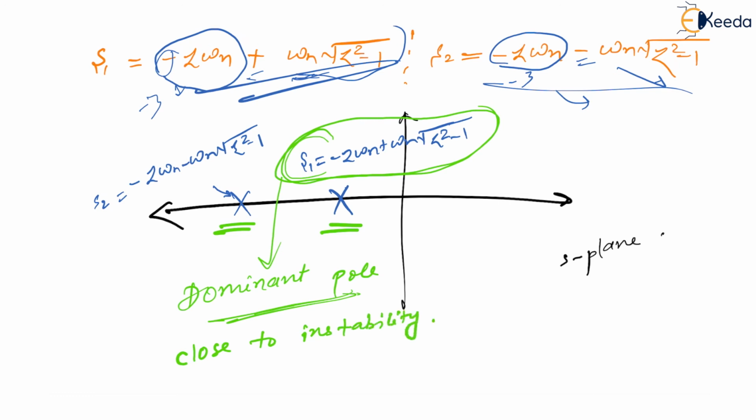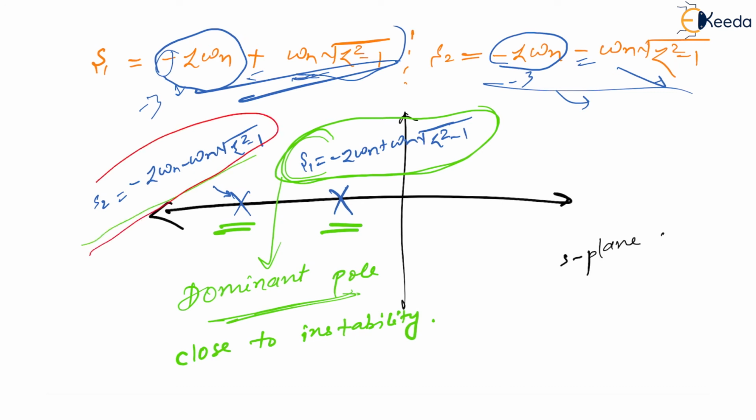Now, what is the second thing, sir? The second thing is, yes, definitely, we are interested in analyzing the behavior of such systems only, which are just about to be unstable, sort of. Correct? Now, whereas the pole which is far away means this one, S2.